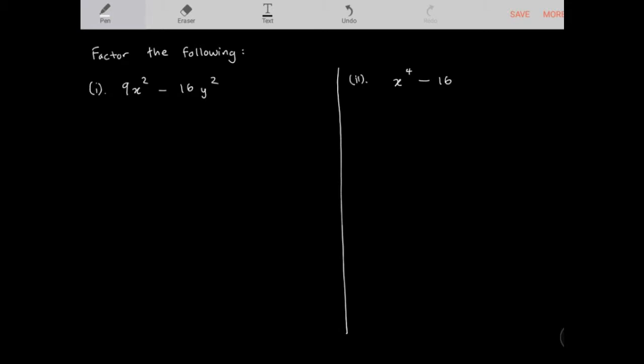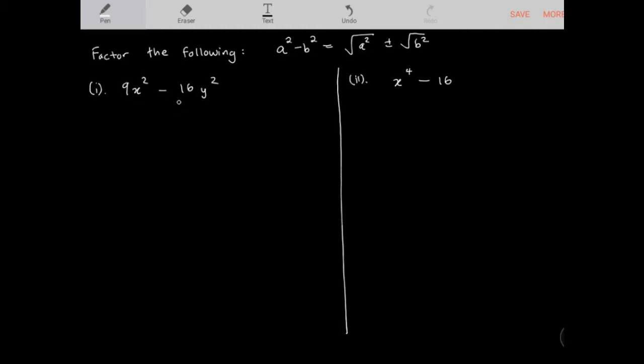Alright, let's take a look at a few more variations of factoring a difference of squares. So once again, if we recall, a difference of squares looks like a squared minus b squared. It can be factored using this template: square root of a squared plus minus the square root of b squared. Okay, so let's take a look at the first example.